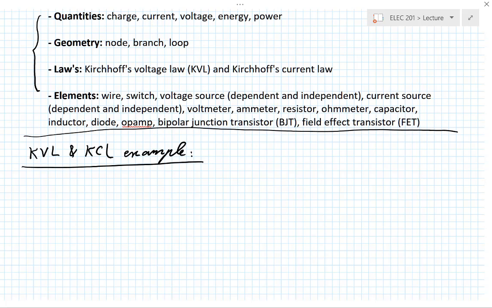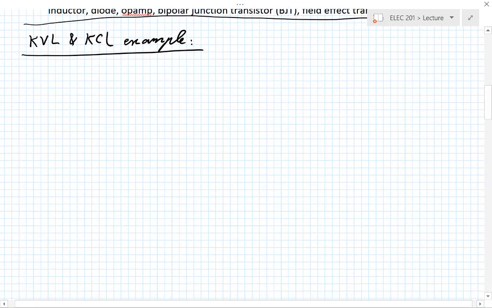Okay? And they are very powerful because, like I said at the end of last time, once you write all the KVLs and KCLs for a circuit, and of course, once you understand how each element works, for example, in a resistor, V equals Ri, and the equivalent of that for the other elements, once you have all these things, you can find out the solution to the circuit. You will have enough equations. So here I want to just go through an example of writing KVL and KCL. And I will do so without discussing specific elements.